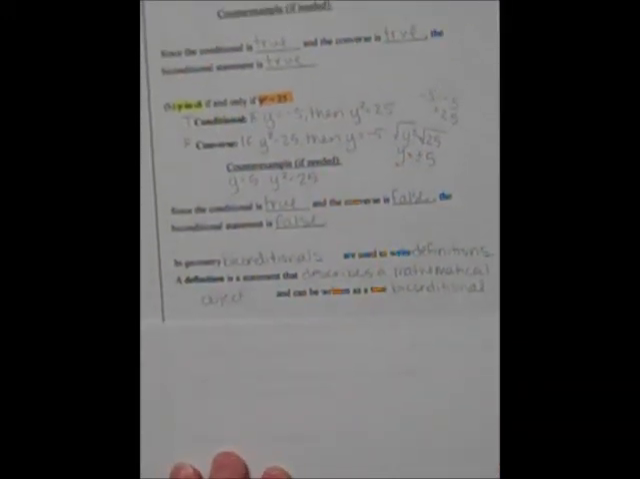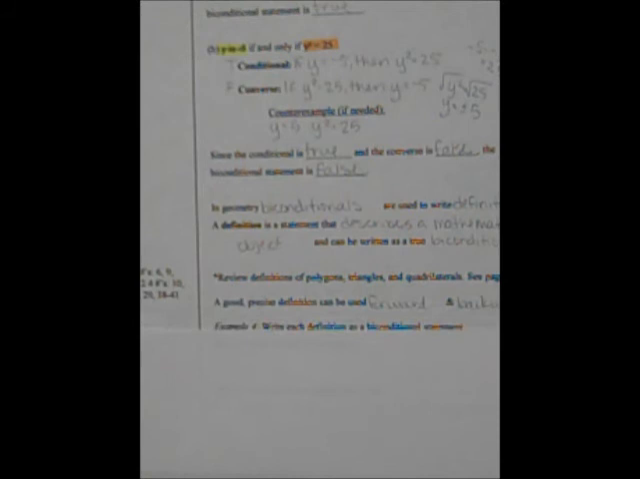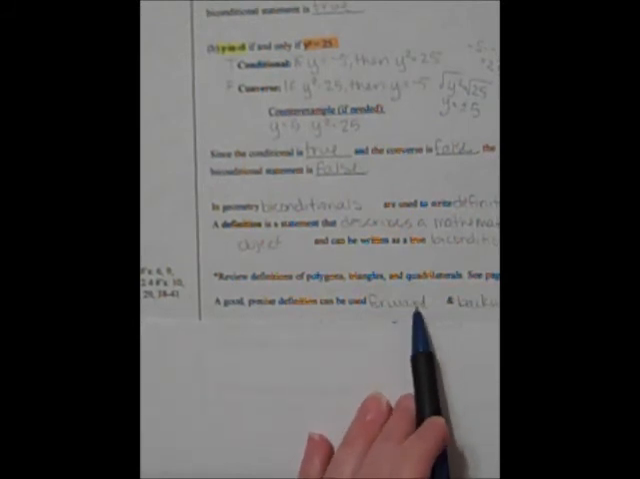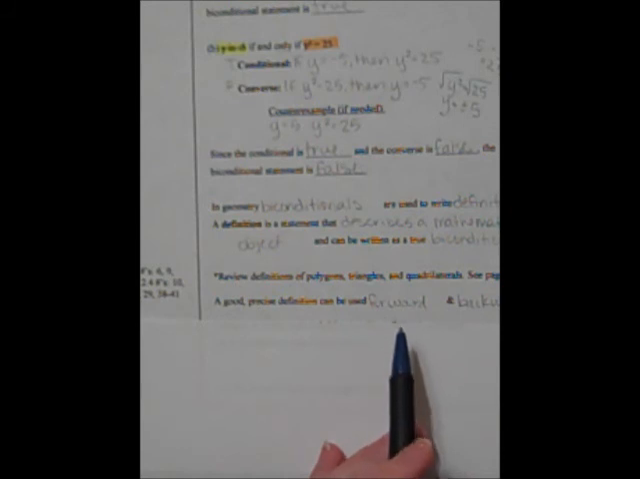Okay, a little fill in the blank here. In geometry, biconditionals are used to write definitions. A definition is a statement that describes a mathematical object and can be written as a true biconditional. Like we were talking about the definition of a right angle up here, we wrote it as a biconditional and it was true forward and backward. That's what we're going to do down here for a couple of other objects. A good, precise definition can be used forward and backward, and that's why we choose to use biconditionals. So let's look at this first example. Write the definition as a biconditional.